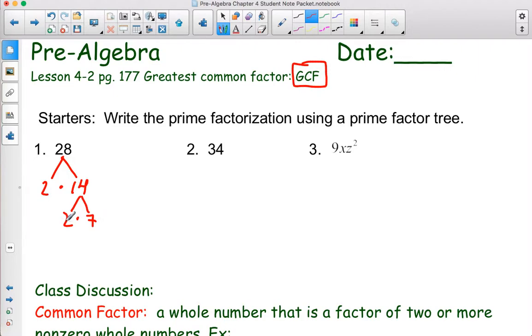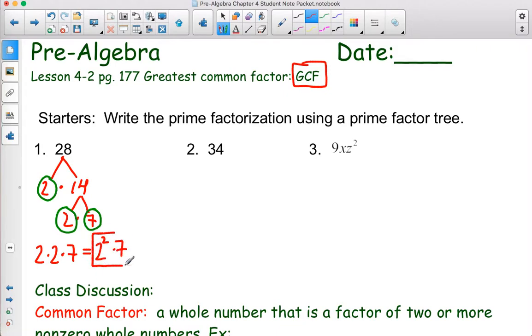And can I break 2 down anymore? No. Can I break 7 down more? No, because 7's prime. So the way that I can write 28, if I broke it down to all its parts, is 2 times 2 times 7. So I write the prime factorization of 28 is 2 times 2 times 7. And if I want to simplify that, what's another way of writing 2 times 2? 2 squared. So I can write this as 2 squared times 7.